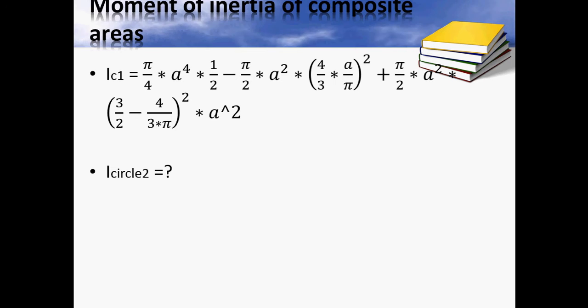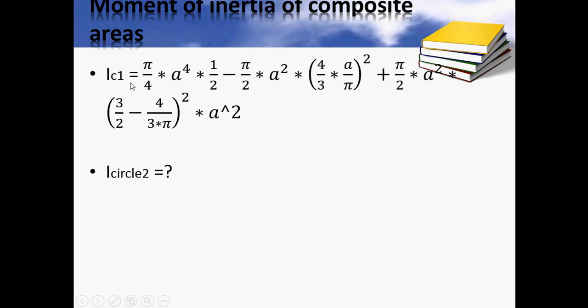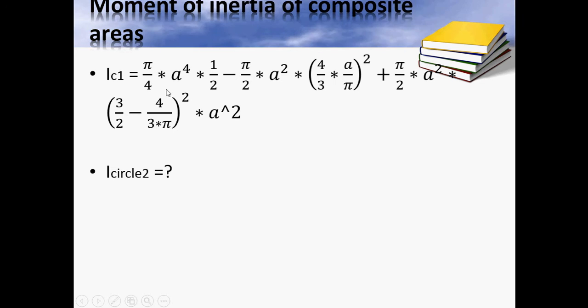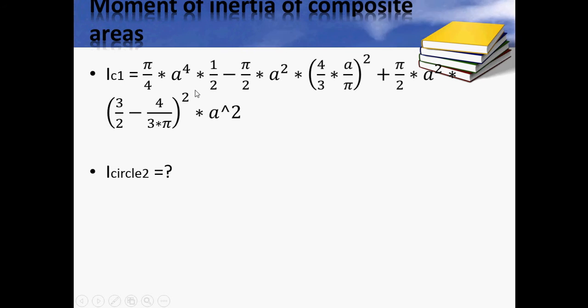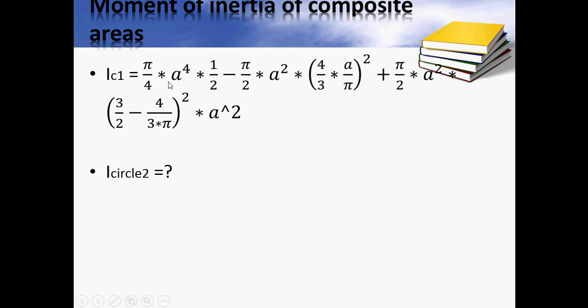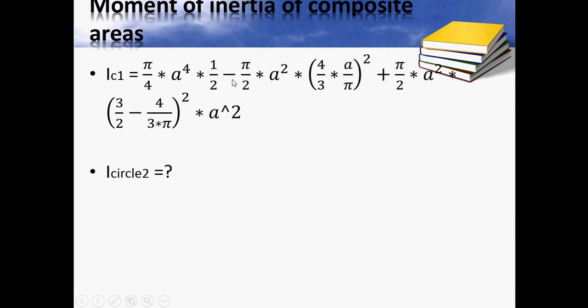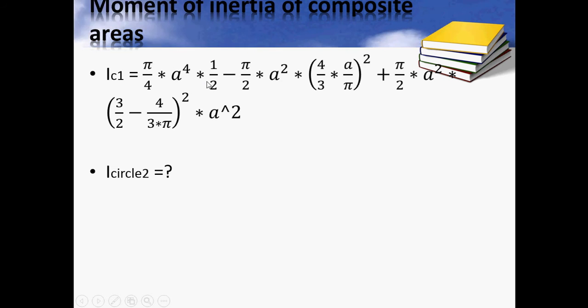Let's take an example. Let us calculate the moment of inertia of this figure around this x-axis. This shaded portion has mass, but these white semicircular portions are hollow. So at first we calculate the moment of inertia of the semicircular rod about the x-axis. We know the moment of inertia about the diameter of the semicircle is pi by 4 into a to the power 4 into 1 by 2. Pi by 4 into a to the power 4 is for a full circle, and as it is a semicircle, we have to multiply by 1 by 2.